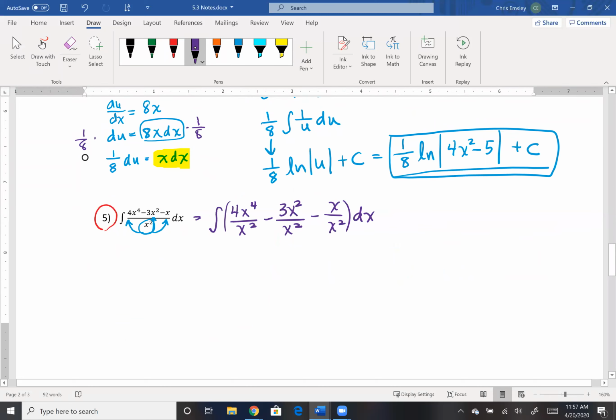Once you've distributed it or split it into 3 separate terms, go ahead and do the simplification there. So that first term just becomes 4x squared. The second one, the x squareds cancel, and we just get minus 3. And then on the last one, the x cancels, but we still have an x in the denominator.